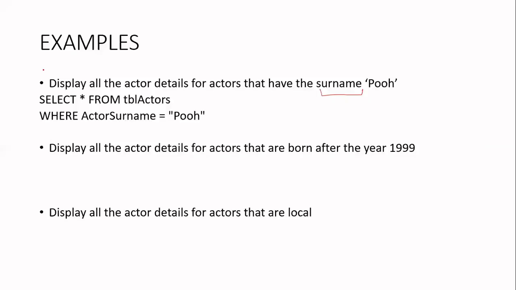In this one, select star from TBL actors. So there's no change to that particular line. What's our restriction? Here, the restriction is on the surname. So the field there is actor surname. And what value are we looking for? If the value equals Pooh. So that will now generate Winnie the Pooh.